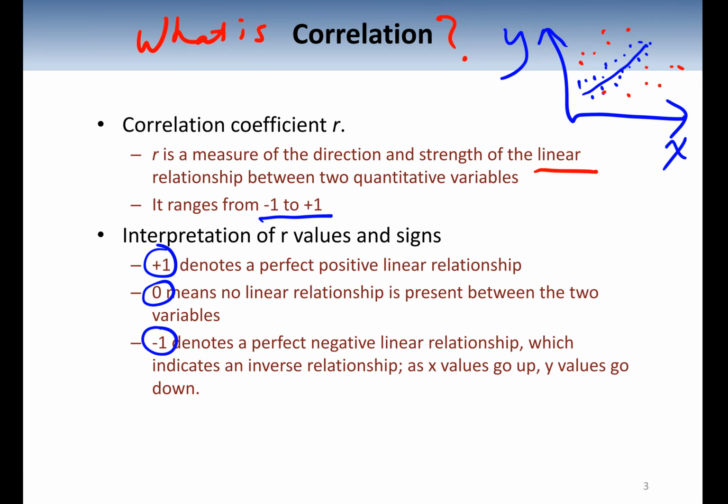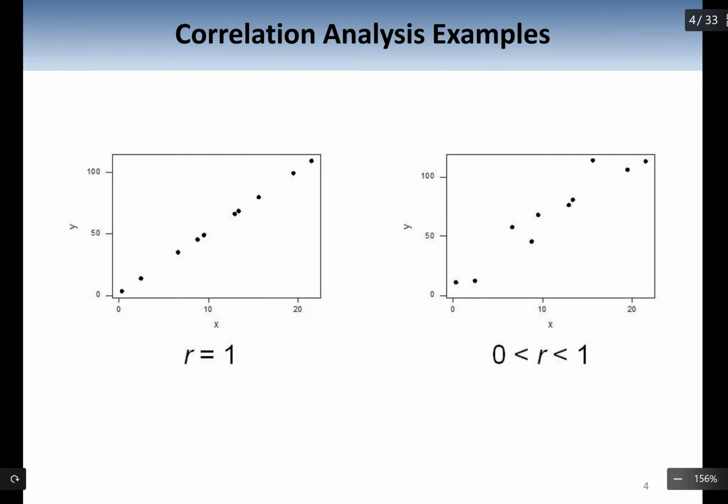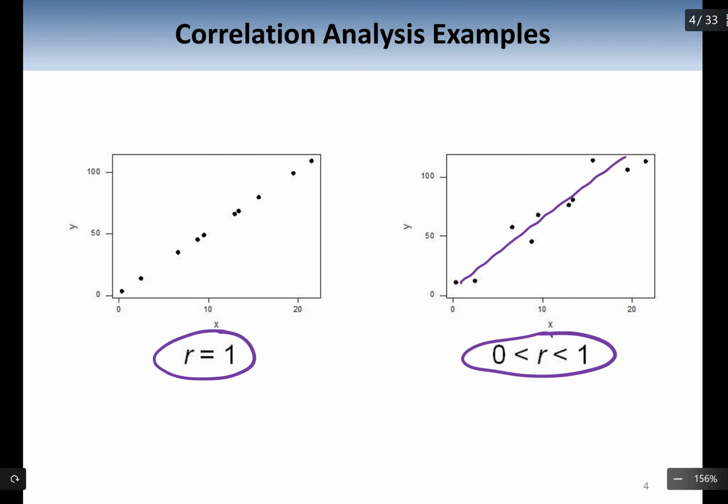So let's look at some examples. Here we have r equal to +1, a very rare event. Your data probably would not have that, but if they were lying perfectly along a straight line, you would calculate r to be +1. Notice in the second plot, if there are some points above the line and below the line, you have to imagine the line, then r would still be positive because we have a positive slope, but it would be a number between 0 and +1.